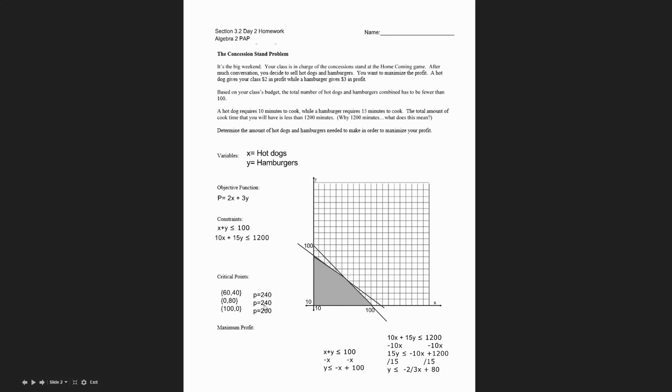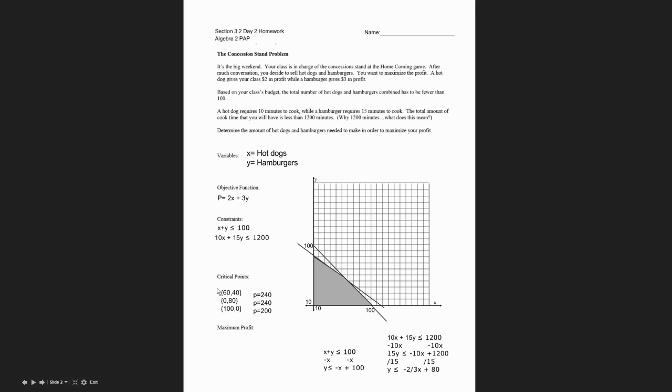So to find how much profit each of these critical points would make, you plug them into the profit equation. So say you were plugging in 60 and 40 into your profit equation. Well, 60 is x and 40 is y. So you do profit equals 2 times 60 plus 3 times 40, and that equals 240.